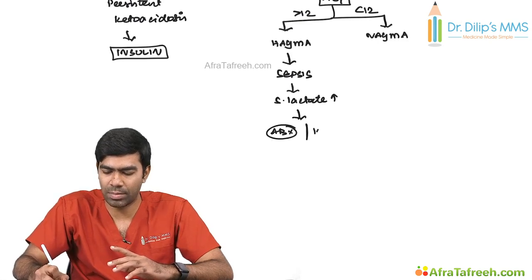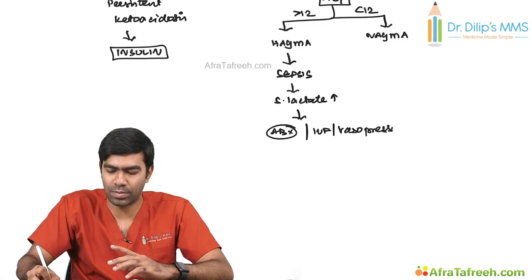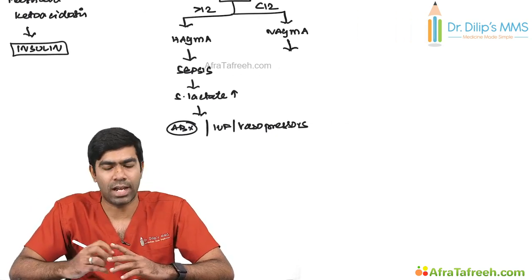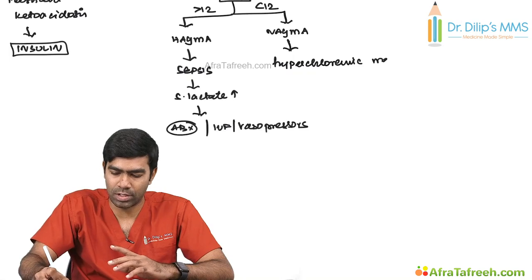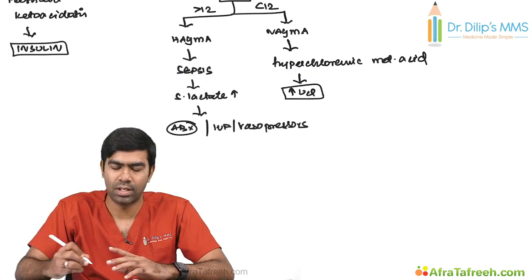Along with that, I'll be giving IV fluids and vasopressors, and if possible inotropes if it's a severe sepsis. So if it's a NAGMA, very commonly it will be a hyperchloremic metabolic acidosis, and this can be confirmed by seeing the urinary chloride, which will be elevated.